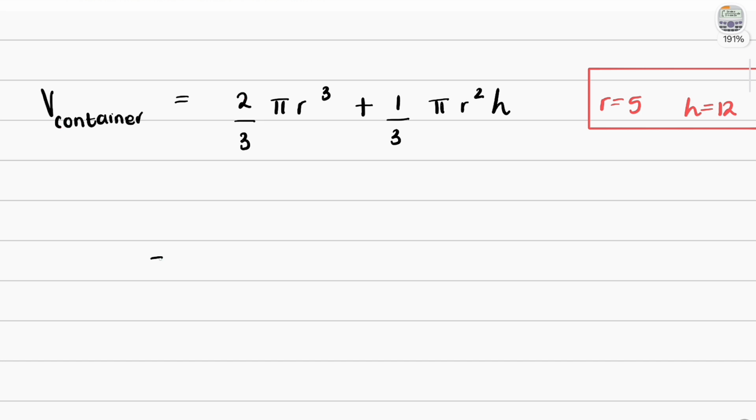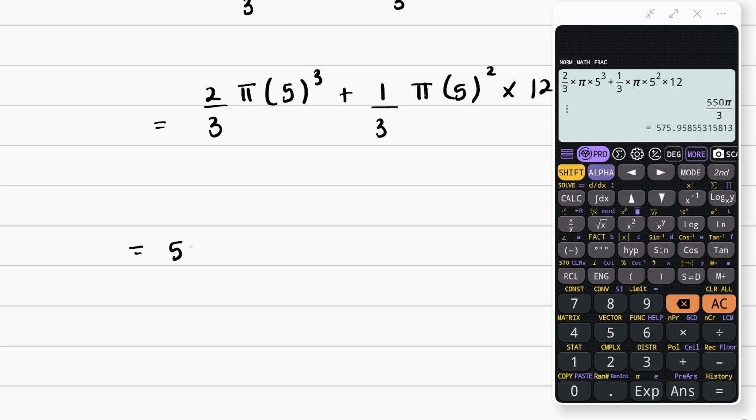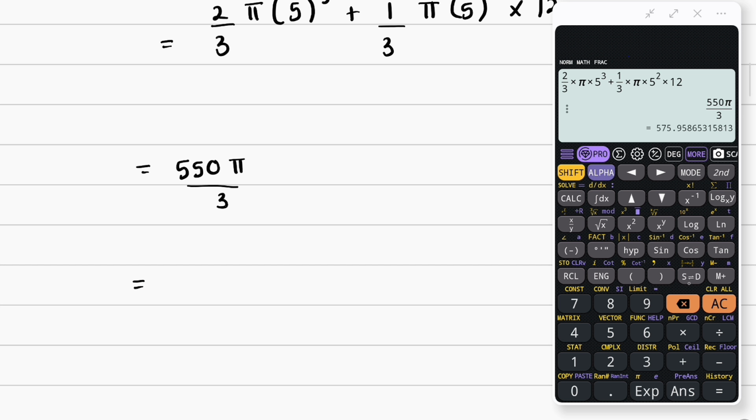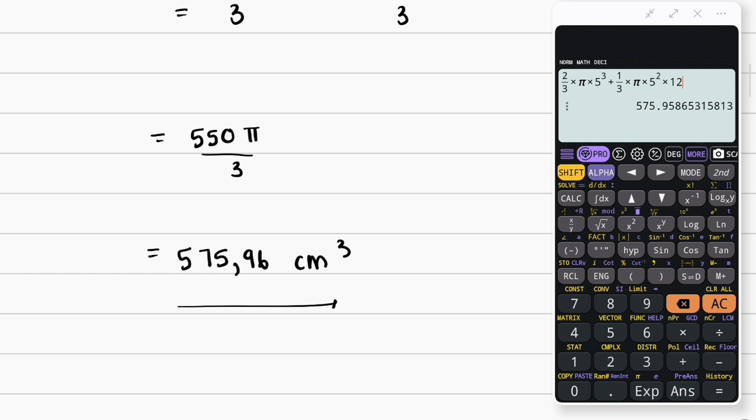So we're just going to substitute. This is equal to 2 over 3 pi times 5 cubed, plus 1 over 3 pi times 5 squared, multiplied by that height of 12. And let's get our answer. The answer is 550 pi over 3. We can put this in decimal form as well. As a decimal, this is 575.96, rounded off to 2 decimal places. And remember, it is the volume, so this is in centimeters cubed. And that is our answer.